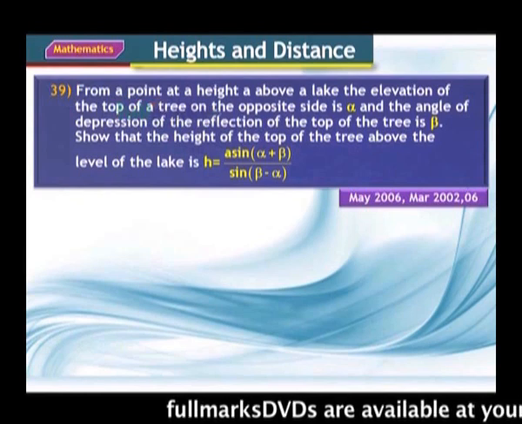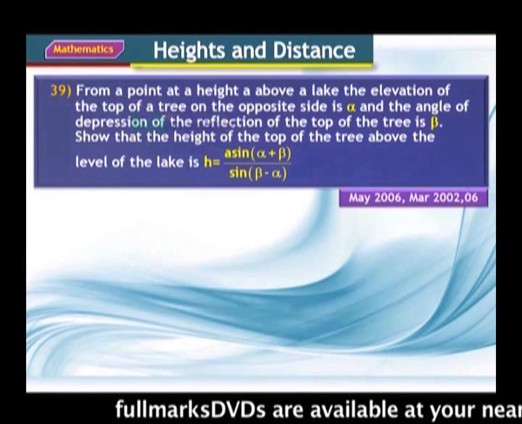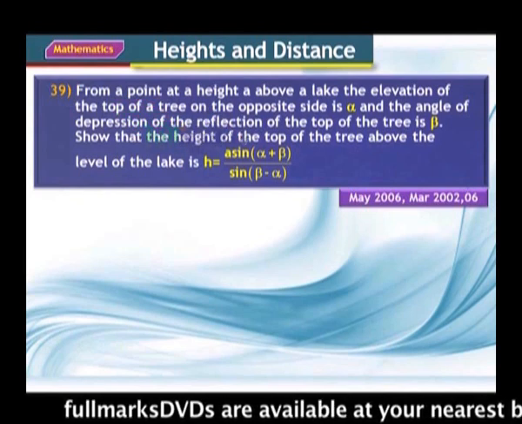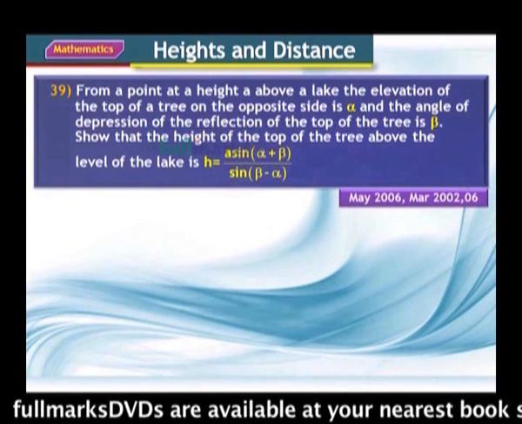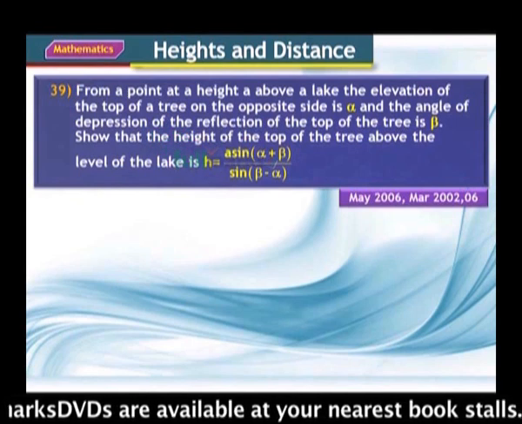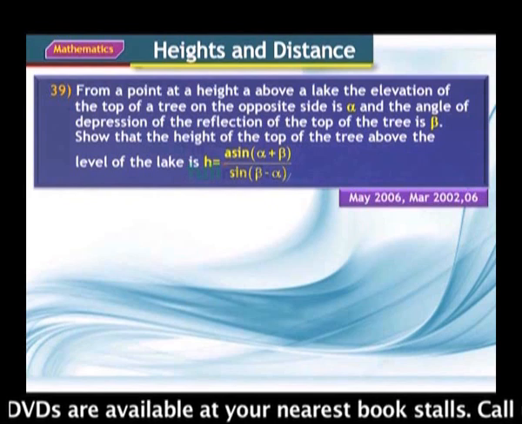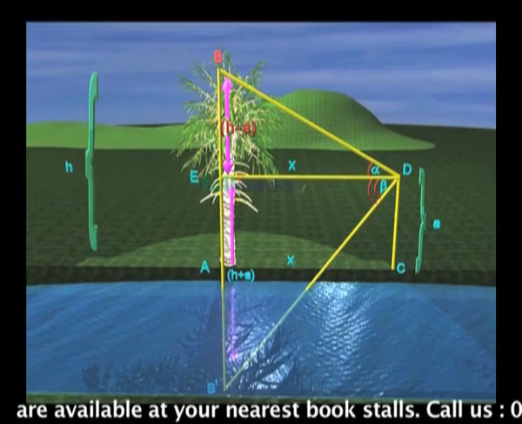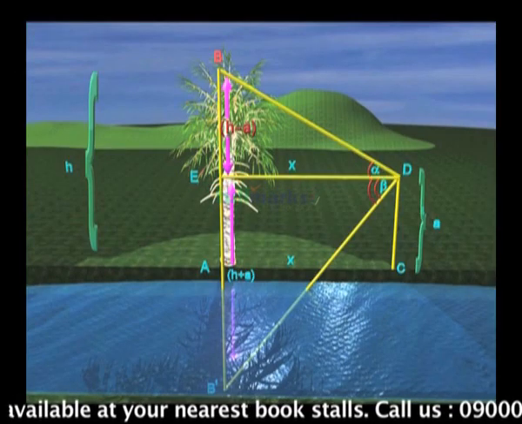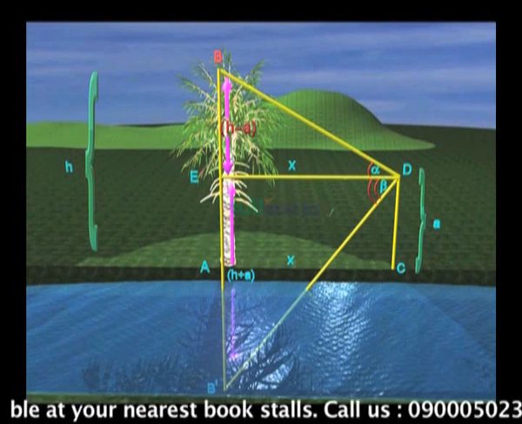So we are asked to show that the height of the top of the tree above the level of the lake, that is from the water level, is a sine alpha plus beta by sine of beta minus alpha. That is what we are asked to prove. Let us draw the diagram for this one, because the diagram is very important for heights and distances questions.